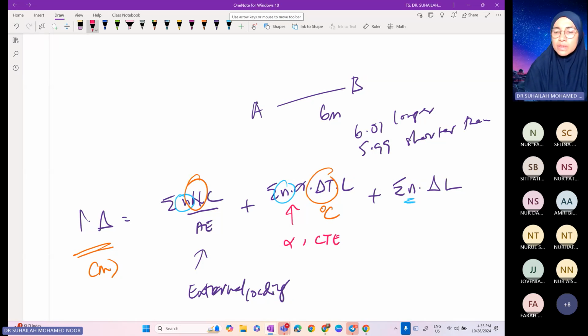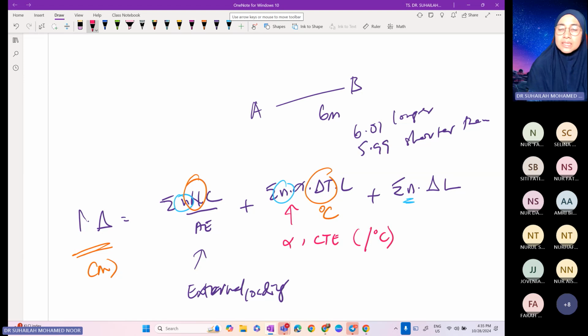CTE, coefficient of thermal expansion, its unit is per degree Celsius. So if the unit is per degree Celsius multiplied by degree Celsius, it will cancel the degree Celsius unit. So we get the unit from length, which is meter. Okay, small n has no unit.